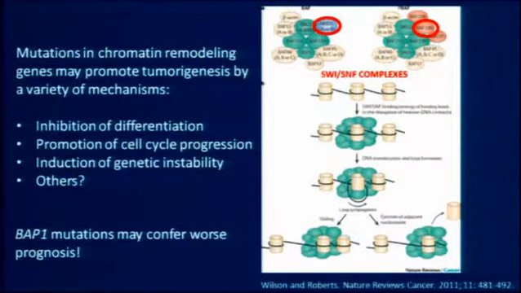So what do these genes do? ARID1A and PBRM1 are both components of the SWI/SNF chromatin remodeling complex that, in a simple way that my brain understands, kind of move the histones around so that the genes can be transcribed.